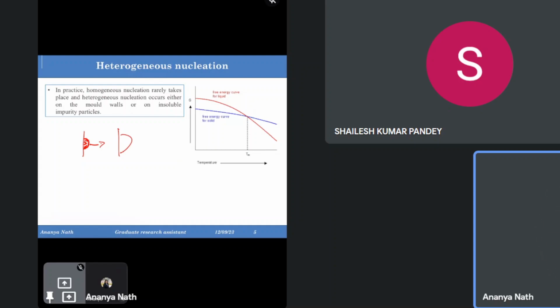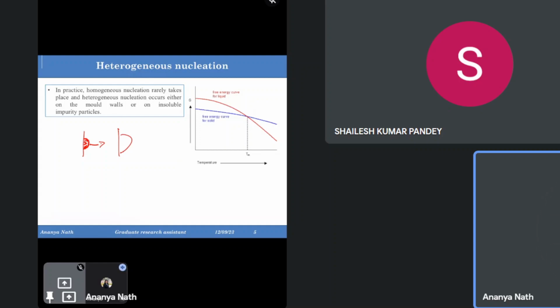We have seen that for aluminium, Ti is added. Ti will not get melted inside the melted aluminium, and that Ti will act as the nucleating site. There was boron as well. I'll discuss something about it.